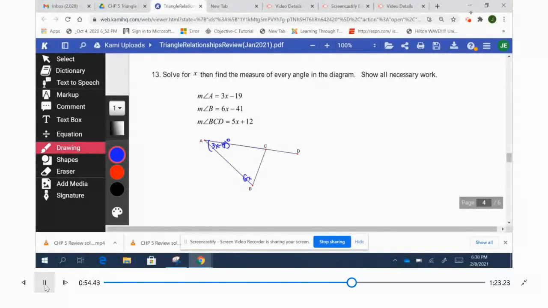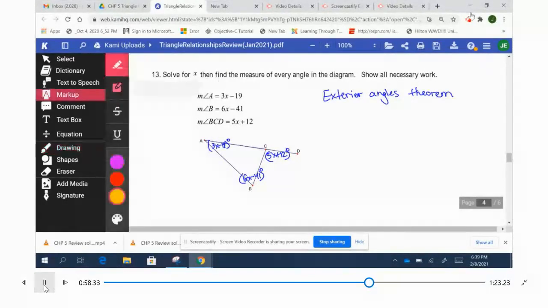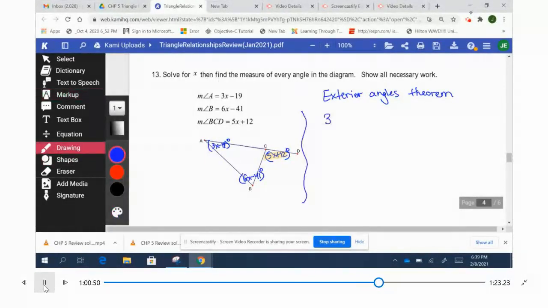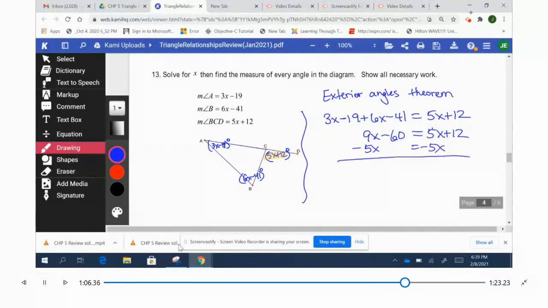Okay, number 13, we're looking at an exterior angles theorem. So we have these two remote interior angles. Those two remote interior angles have to add up to the same measure as the one exterior angle. Okay, so we're going to get 9x minus 40 equals, 9x minus 60 equals 5x plus 12.